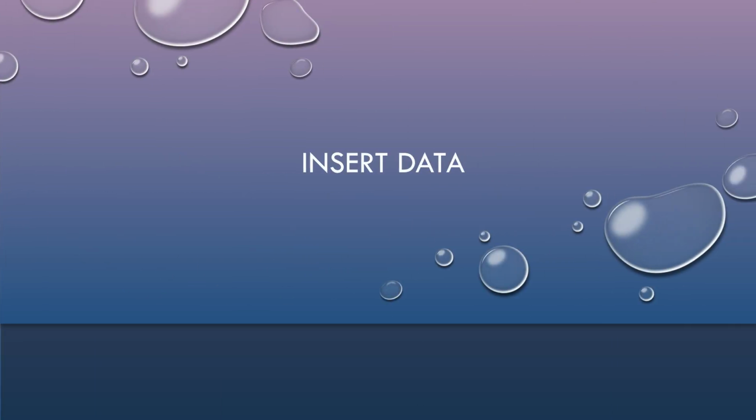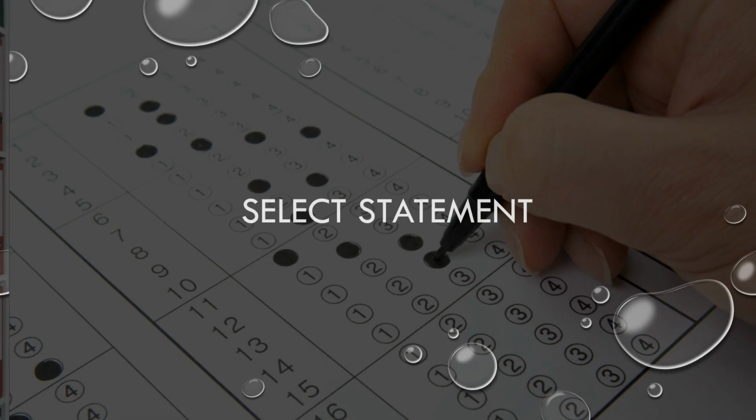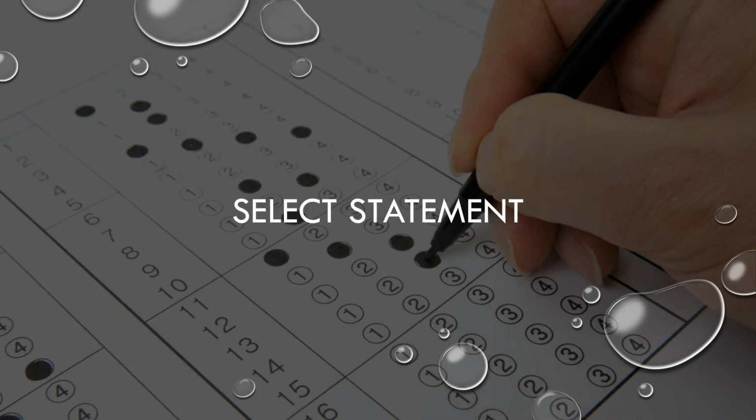To insert data into the employees table, we use the Insert Into command, specifying the table name and the values for each column, such as employee ID, name, department, and salary. For testing purposes, we'll insert multiple employee records into the employees table. The select statement retrieves data from a table. Select star from employees fetches all columns and all rows.